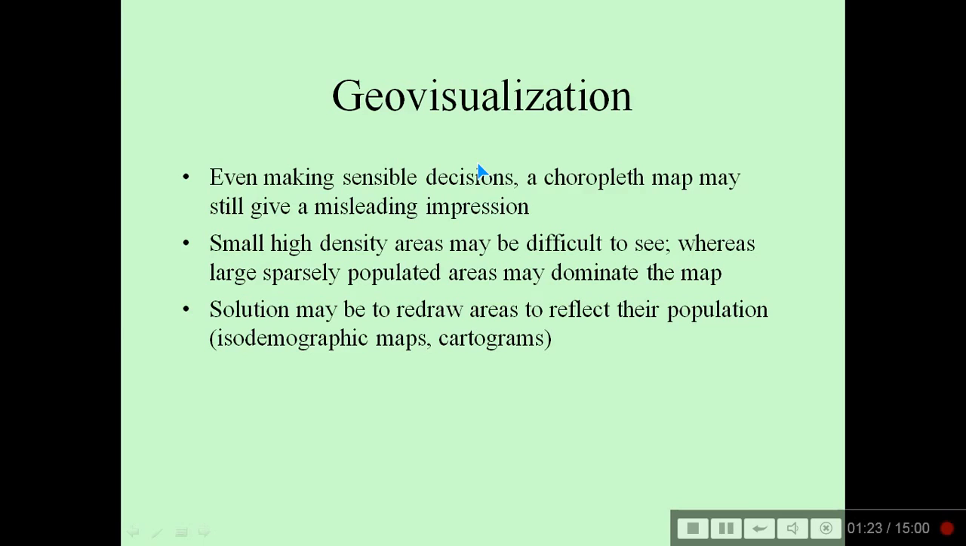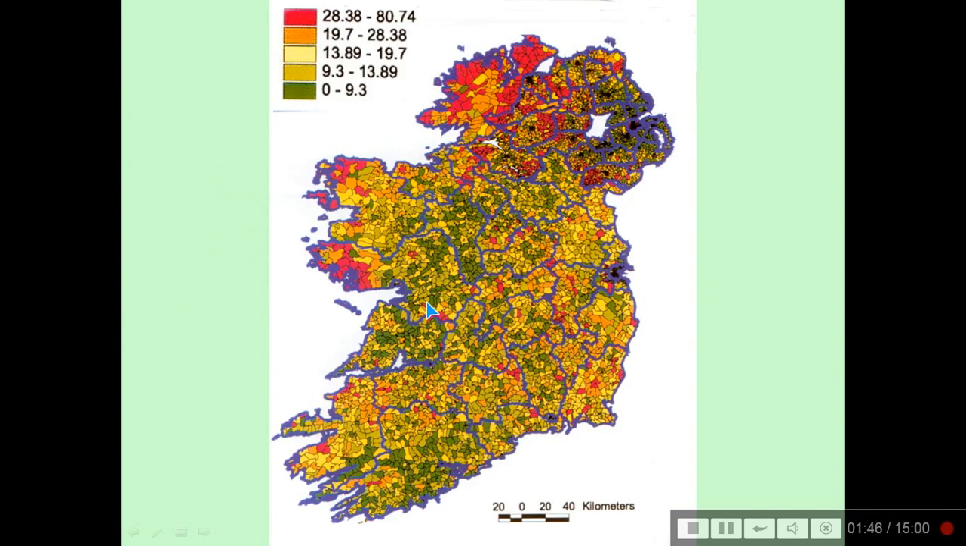Coming to geo visualization, even after making sensible decisions, a choropleth map may still give a misleading impression. So small high density areas may be difficult to see, whereas large sparsely populated areas may dominate the whole map. A solution may be to draw areas to reflect their population, that is isodemographic maps or cartograms. This is one type. This is another type. You may see the difference.